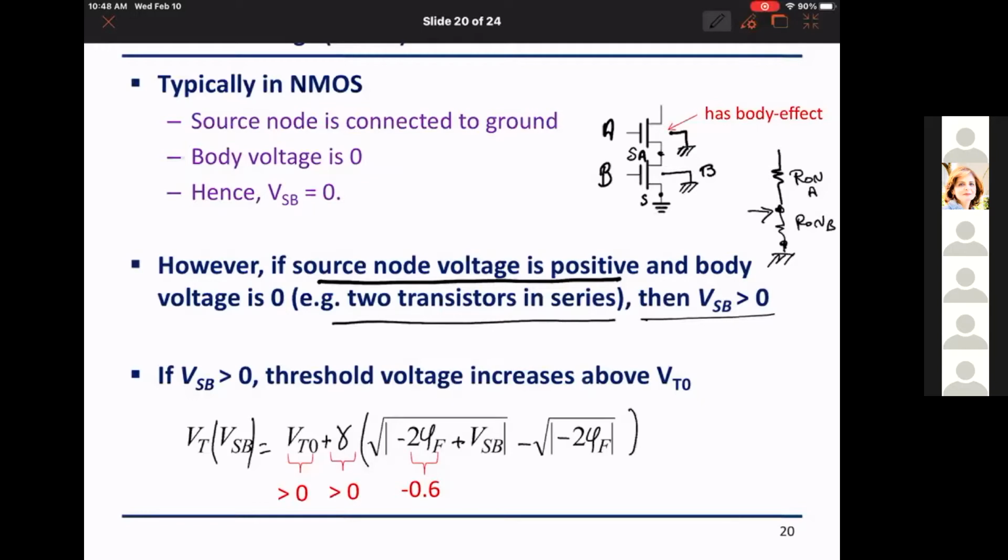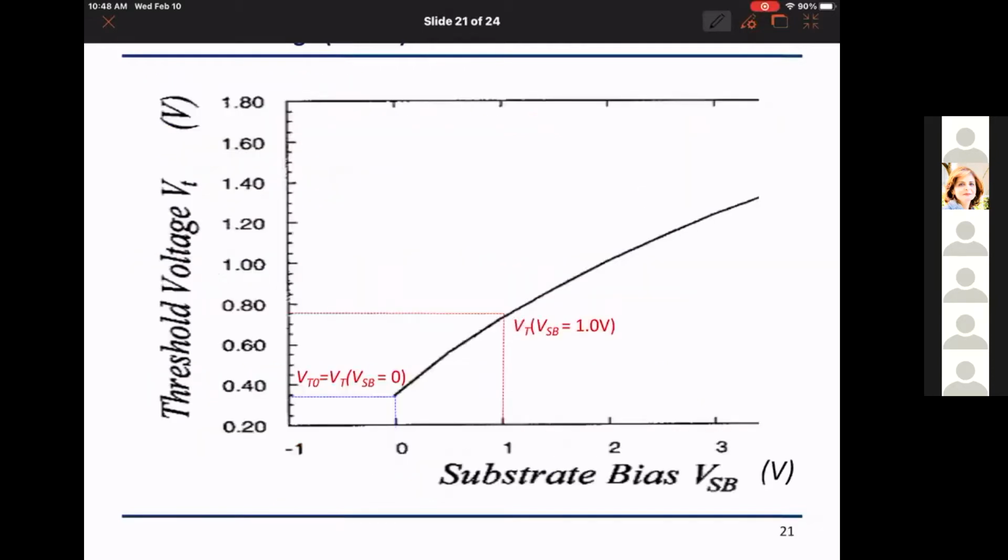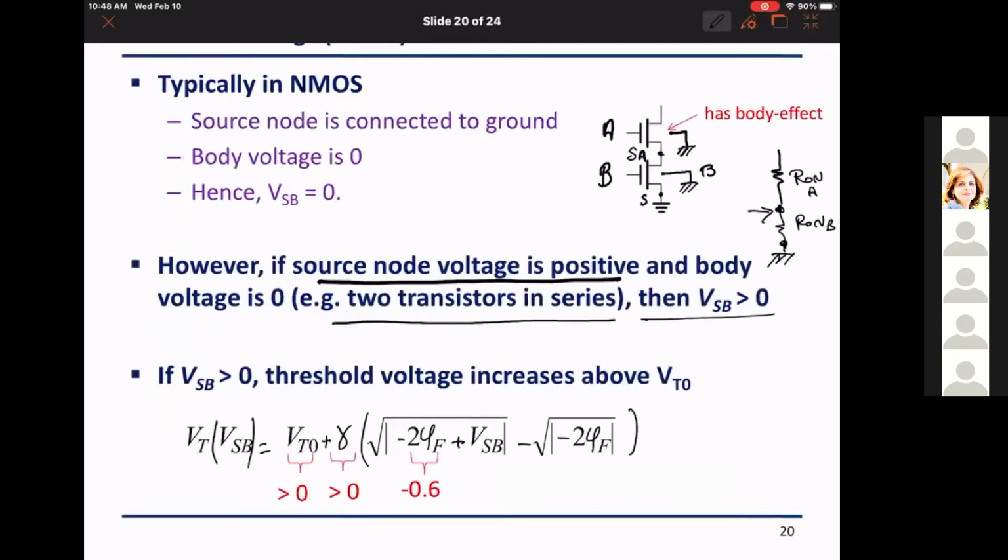Okay. In this case, let us look at the trend here. Somebody collected as a function of VSB, the substrate bias voltage, the threshold voltage VT. As VSB is increasing, the threshold voltage is also increasing. So let us look at the equation here. If we assume that VT0 is 0.4 volts and gamma is, let us say, 0.2, for example, times. If VSB is positive, this is minus 2 phi F, all together it comes out positive.